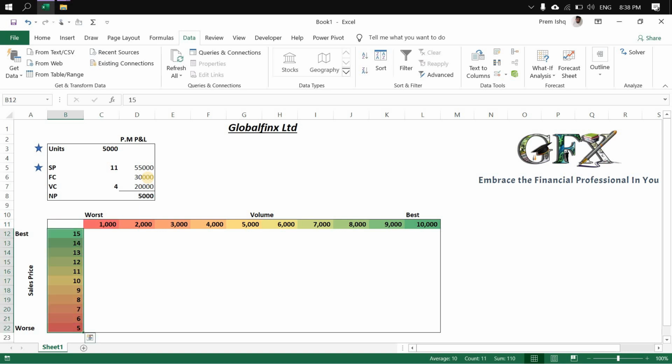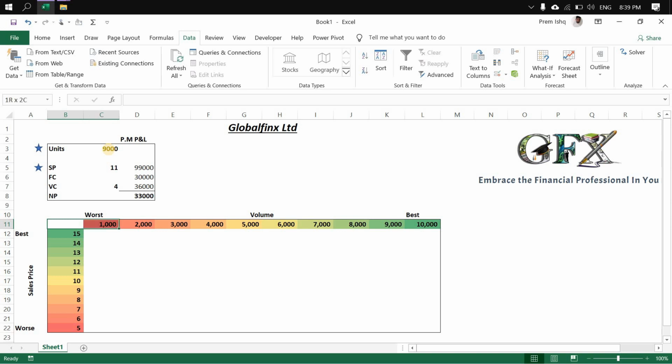And talking about sales price, in the best situation it can sell a product at 15 rupees, or in the worst situation it can sell its product only at 5 rupees. Now to have the net profit calculated in each of these scenarios, we may end up typing values manually in these two cells. So if you want to know the net profit in the scenario where your sales volume is 9,000 and your sales price is 11, we will end up typing the values in the cells, right? So is there any Excel shortcut or Excel formula which can do this task for us?